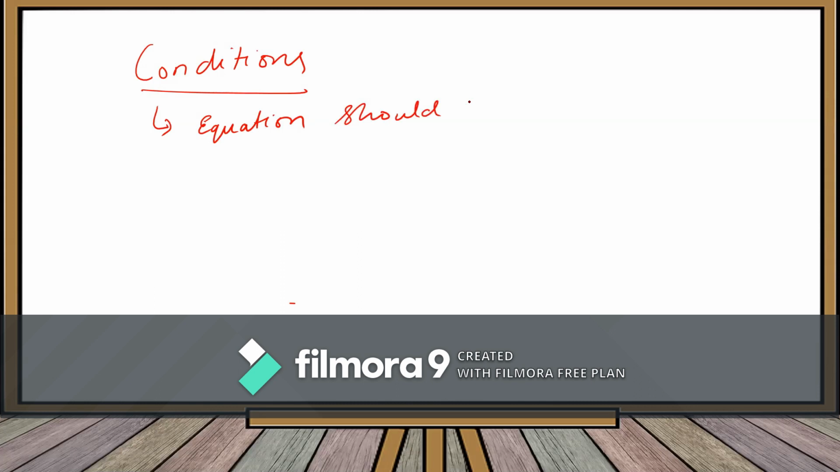Condition number one: when I say quadratic, we know that it is ax squared plus bx plus c equal to 0, right? So the condition for a given equation to be quadratic, first, is that a should not be equal to 0. Because if a becomes 0, this entire term ax squared will also be equal to 0. So now your quadratic equation becomes basically a linear equation, which is bx plus c equal to 0. That's it, right? So a should not be equal to 0.